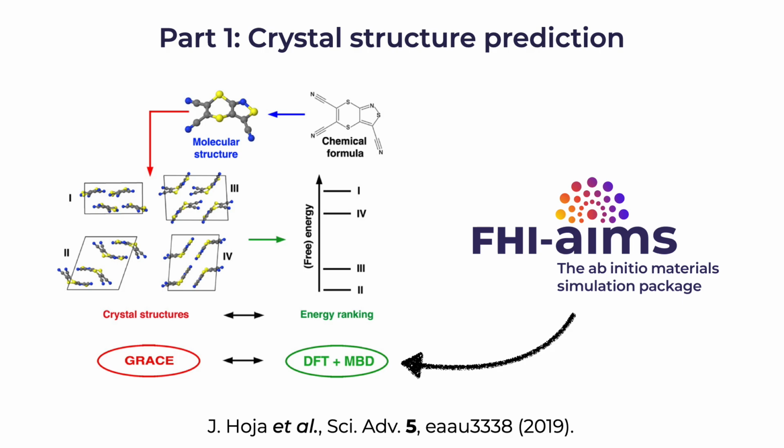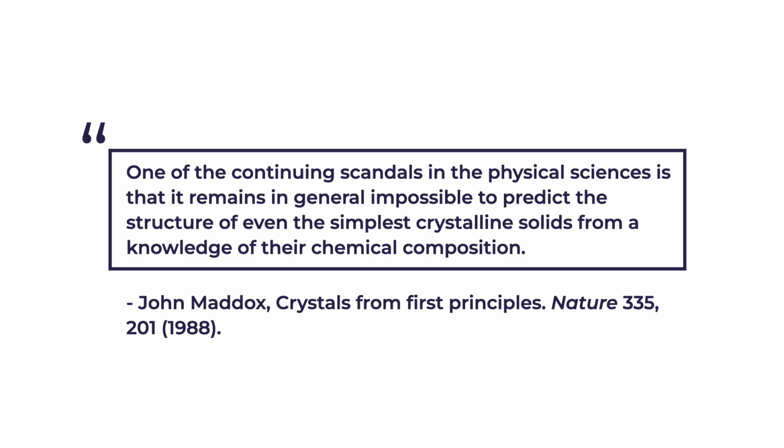Let's dive right into our first example on crystal structure predictions, starting with a quote from 1988. "One of the continuing scandals in the physical sciences is that it remains in general impossible to predict the structure of even the simplest crystalline solids from a knowledge of their chemical composition." This is a quote from John Maddox in Nature from 1988.